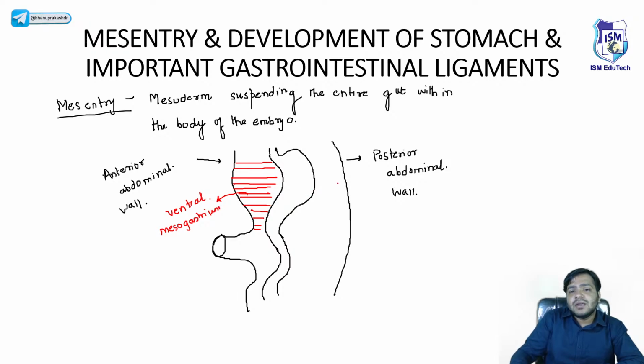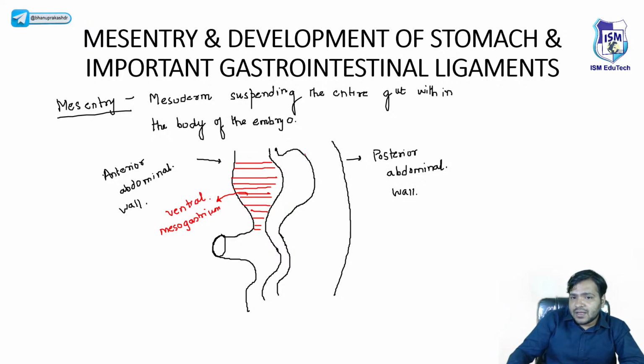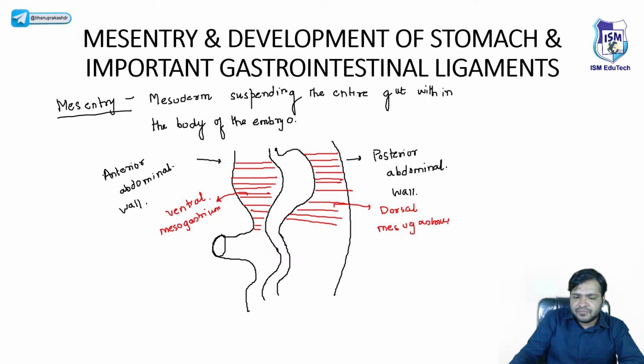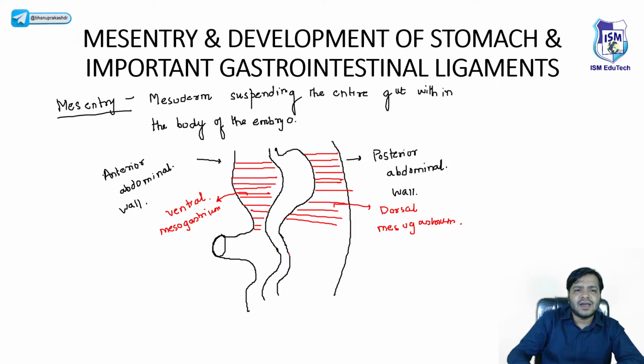So the stomach is connected to the anterior abdominal wall initially, and to the posterior abdominal wall also, right? It is connected to the posterior abdominal wall, and remember that it is called the dorsal mesogastrium. Only the stomach and a small part of the duodenum have a ventral mesogastrium. The rest of the entire gut tube has no ventral mesentery. I call it mesogastrium just because it is connecting the stomach to the anterior abdominal wall, and the dorsal one connects the stomach to the posterior wall.